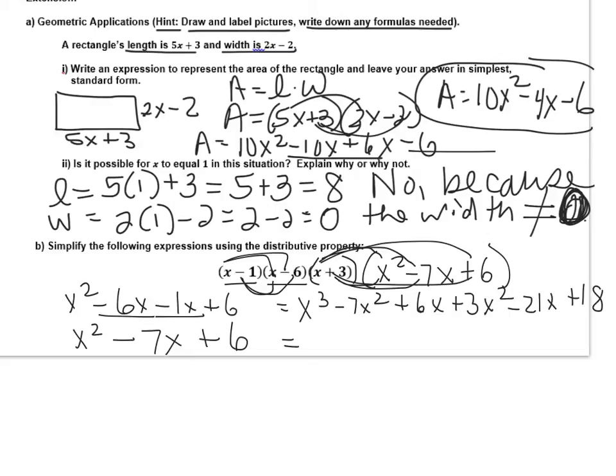Combining like terms, there's nothing to combine with the x to the third power, but you do have negative 7x squared plus 3x squared, which is negative 4x squared. You have a 6x minus a 21x, which is negative 15x, and a plus 18 hanging off the end.